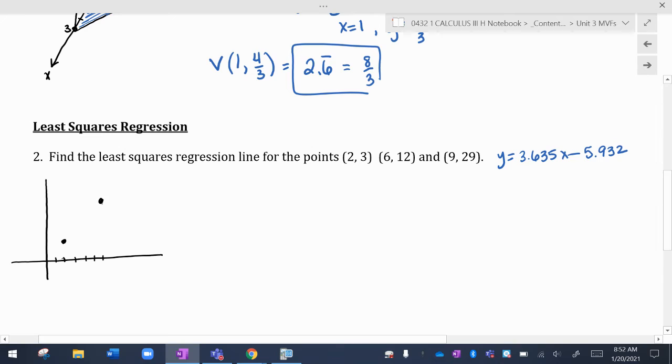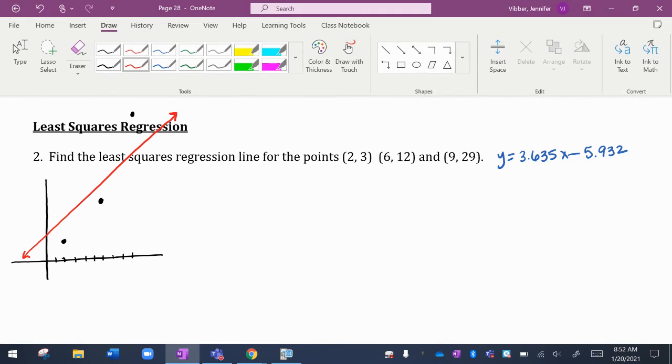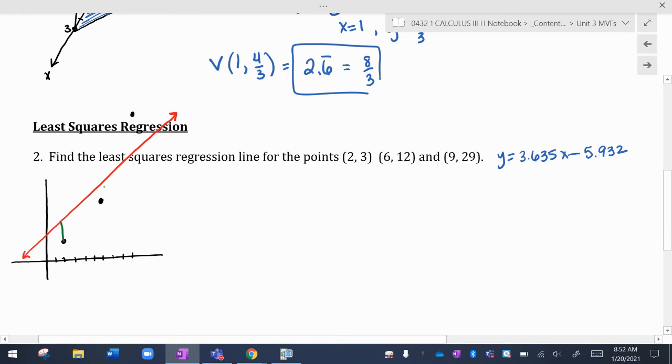So there's 2, 3, there's 6, 12, and 9, 29 would be up here. And so my line of best fit, let's say I didn't know where it was and I thought it was right here. Okay, to calculate the line of best fit, I want to measure these residuals. I want to find the distance from the point to the line, but not the perpendicular distance, the vertical distance. Okay, and those are called residuals.